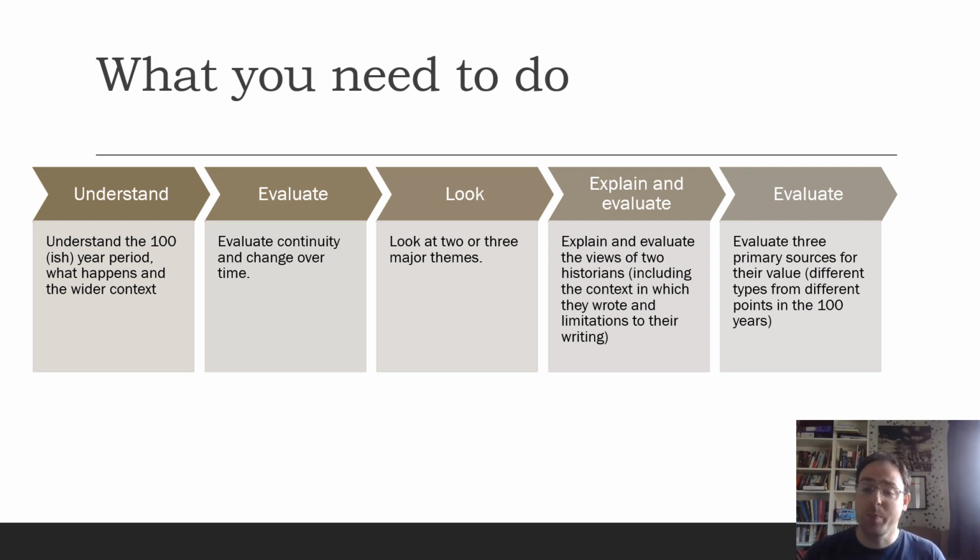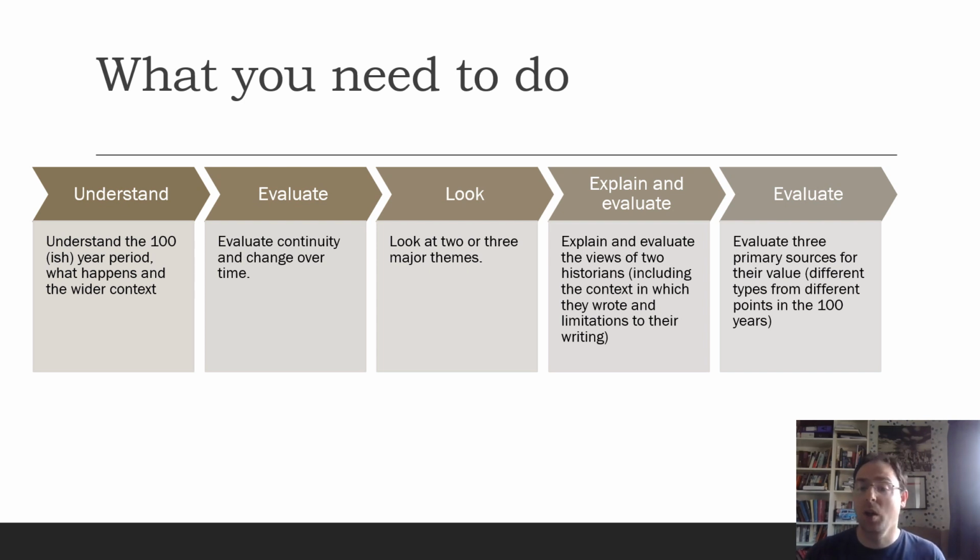You need to be able to explain and evaluate the views of 2 different historians. This includes looking at the context in which they wrote and any limitations to their writing. This is a slightly odd bit which you have to integrate into what would otherwise be a fairly straightforward looking essay. But it gives you a chance to start developing some of those higher end skills, and it's also the kind of skills you should have been developing in your unit 1, your breadth unit, where you've been looking at historians' views on this. You're not limited to a short extract this time.